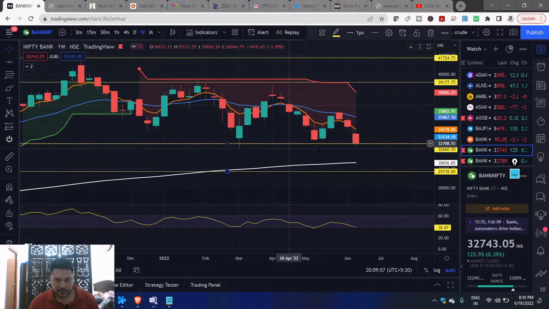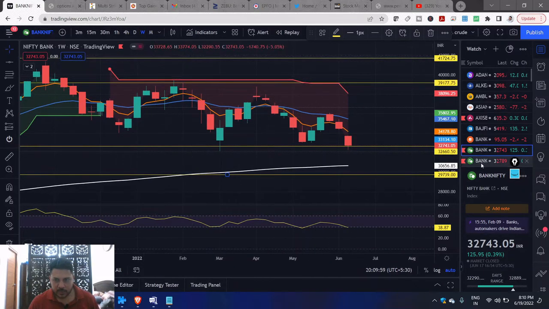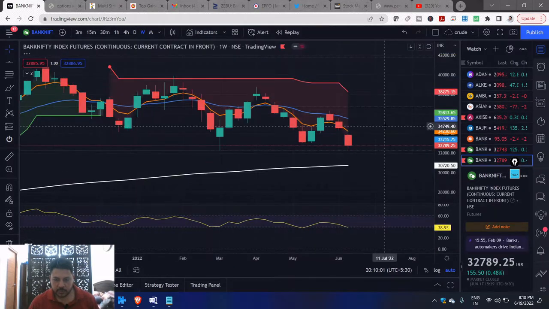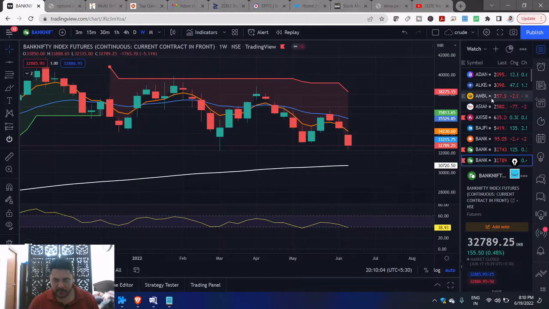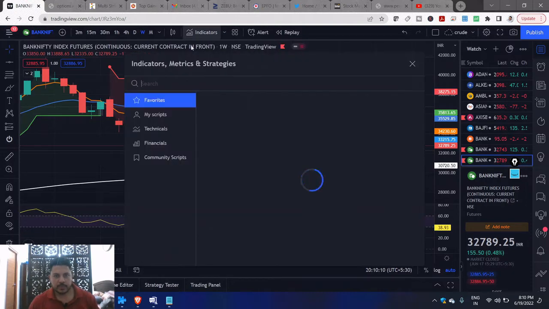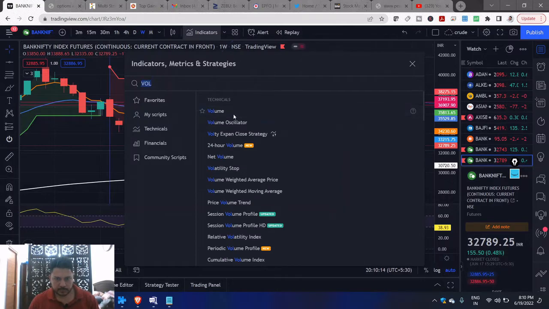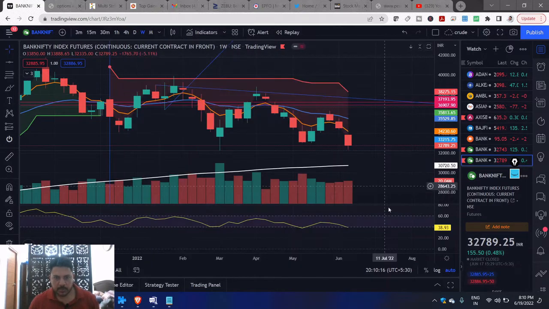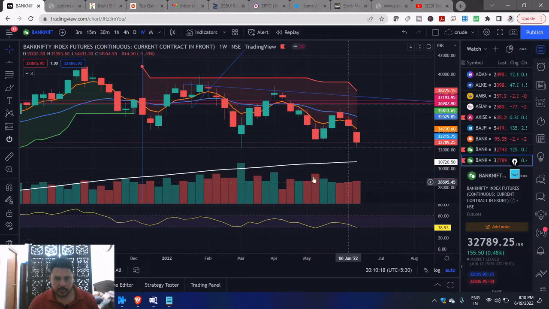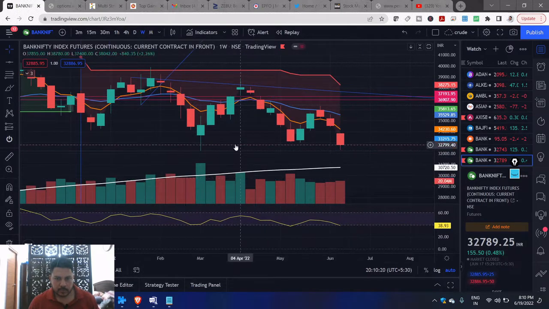Because if this is the case, and if we look at the futures chart with volume, we will be able to see a different story. So let me put up the volume here. Okay, so we have used the volume here. Okay, so we are near a double bottom. So let's wait for it.